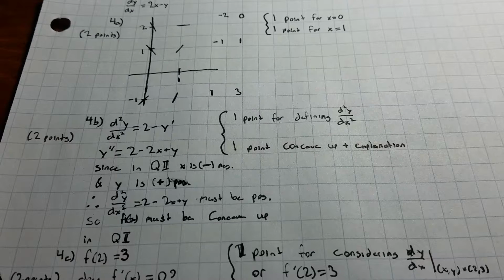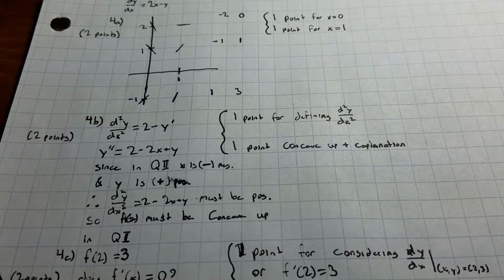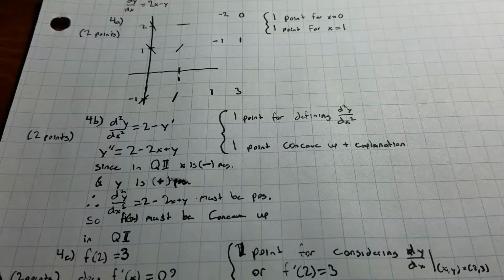Since in quadrant 2, x is negative, or less than 0, and y is positive, or greater than 0, plugging in a negative value for x and a positive value for y means the expression must be positive. So f(x) must be concave up in quadrant 2.